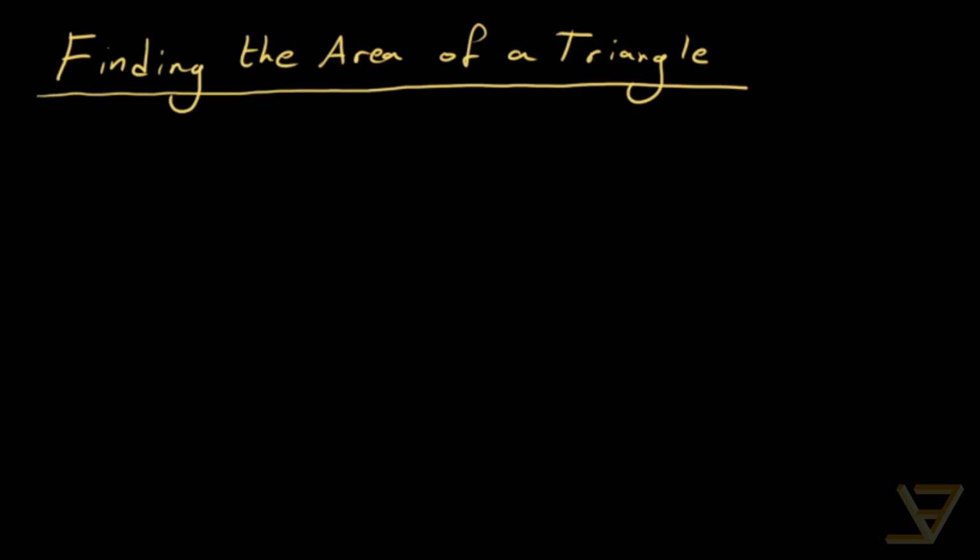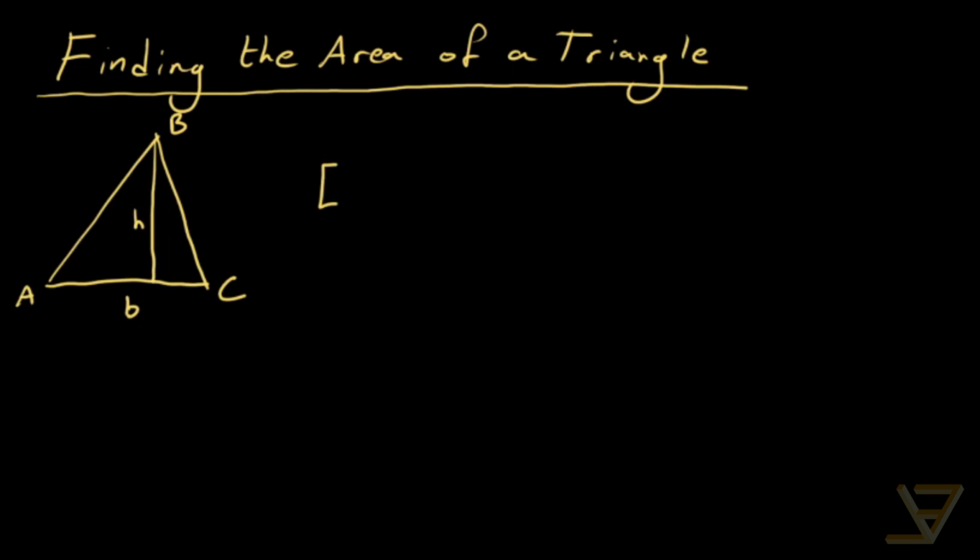Hi everyone, let's talk about finding the area of a triangle. Usually when we have a triangle like this one, let's call it A, B, and C, we label one of the sides as B and we draw a height H. And we say that the area of the triangle ABC, we denote it with square brackets like this, is equal to BH over 2. And you can do it with any of the three sides and their corresponding heights. So that's the usual way of finding the area of a triangle.